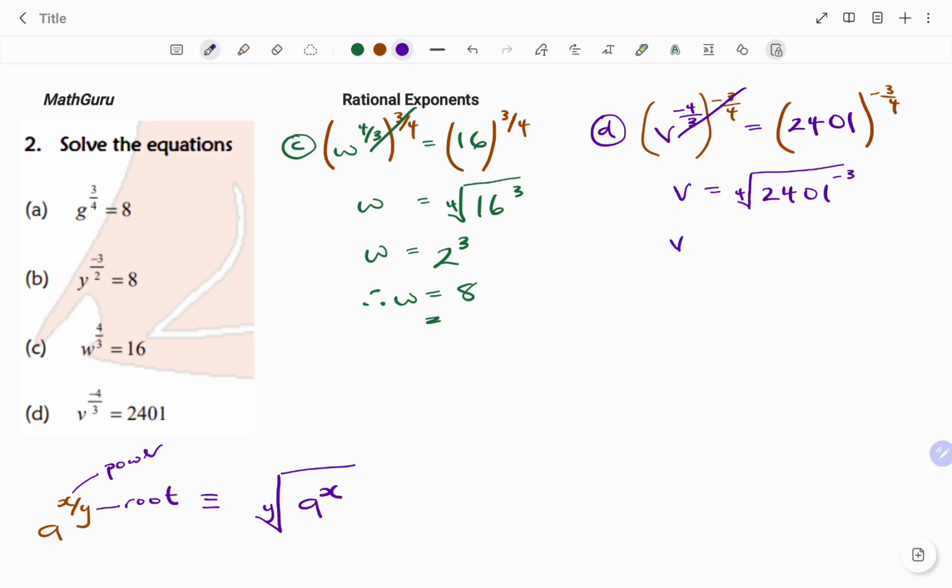But if I do that, that's going to give me v equals 7 to the power of negative 3. And to make that positive, my v equals 1 over 7 cubed. Therefore, my v equals 1 over 343.